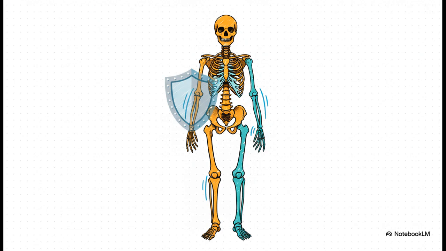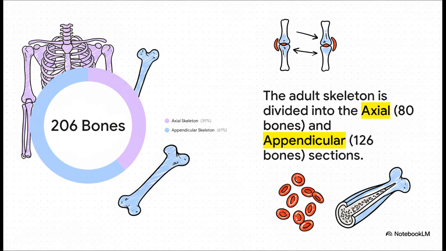Then, you have the appendicular skeleton. And that's pretty much everything else. All your appendages. Arms, legs, shoulders, pelvis. Its main job is, you guessed it, movement. So how does that break down number-wise? Well, a typical adult has 206 bones. That protective axial core we just talked about, that's made of 80 bones. But the appendicular skeleton, all our limbs, has a whopping 126 bones. Now, why so many more? A huge part of that is because of the incredible complexity and dexterity we need in our hands and feet.